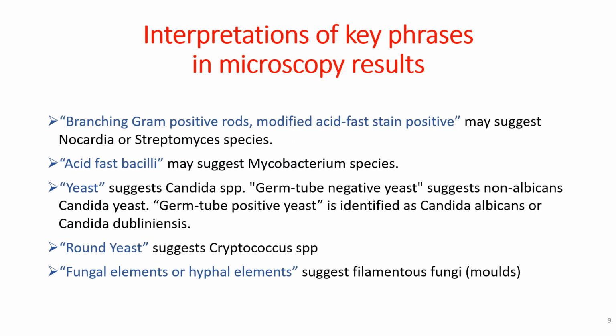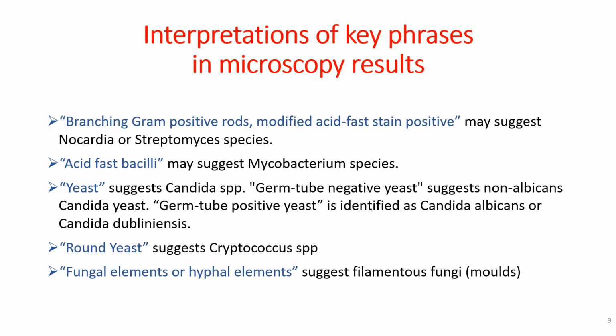And a few other examples are as follows: branching gram-positive rods which are acid fast positive indicate Nocardia or Streptomyces species. If it is acid fast bacilli, it indicates Mycobacterium species. If it is budding yeast cells, then it indicates Candida species.